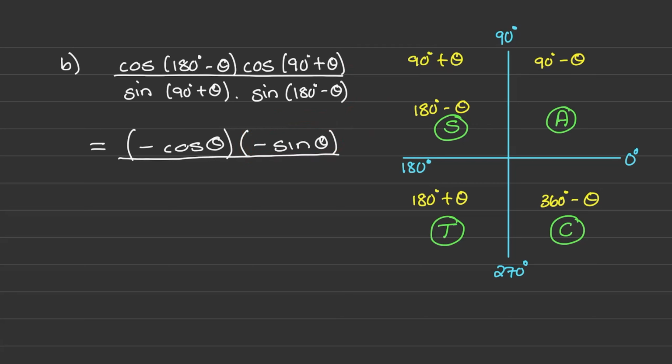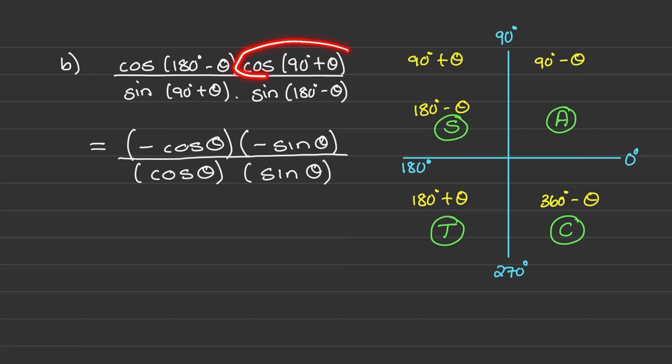Then in the denominator, we have sine 90 plus theta, which is in the second quadrant, but sine is positive in this quadrant. So its cofunction would be positive cos theta. And then lastly, we have sine 180 minus theta, which is also in the second quadrant. But now we don't change sine to cosine, it simply becomes positive sine theta.